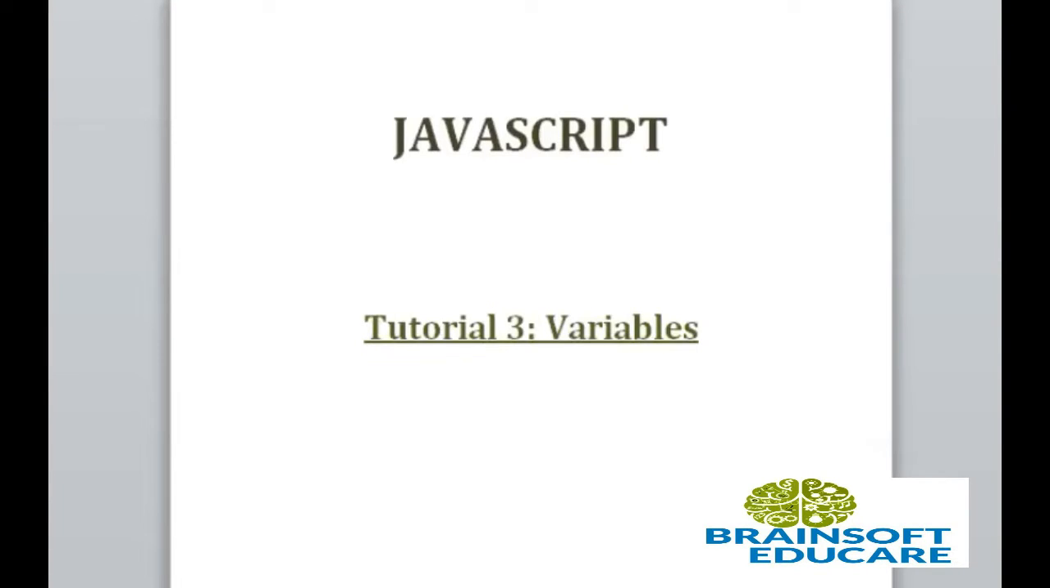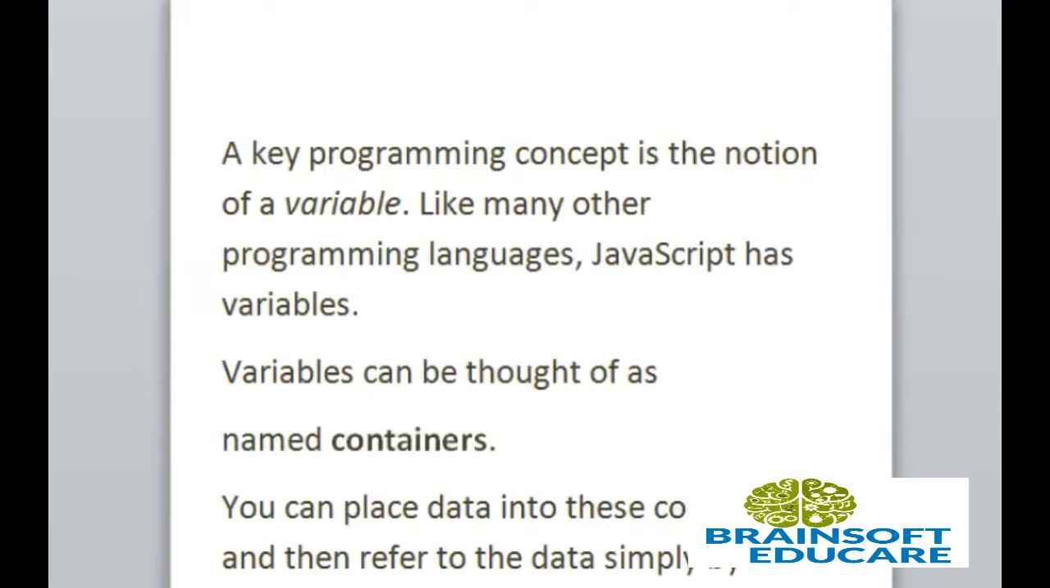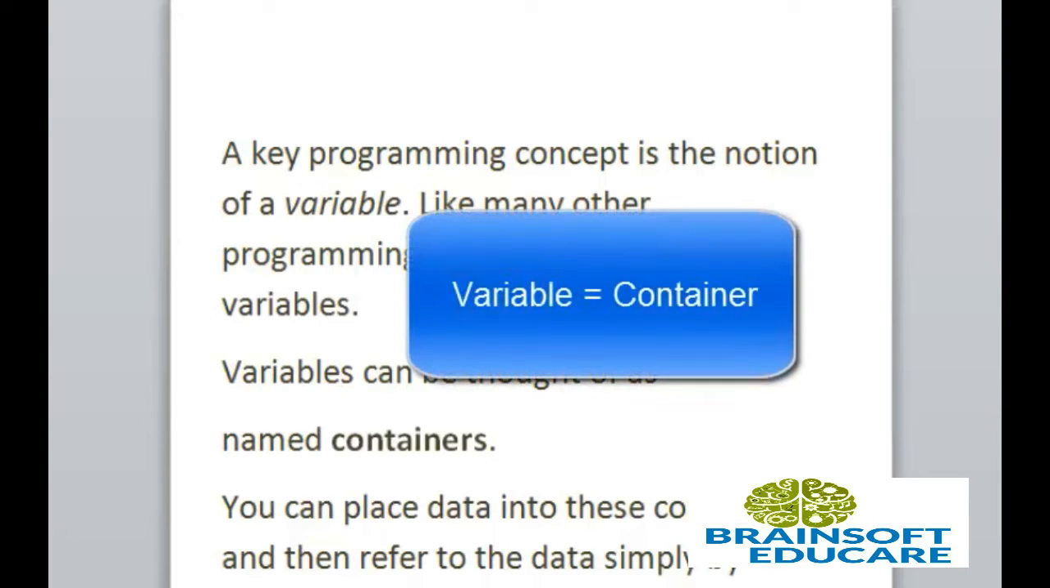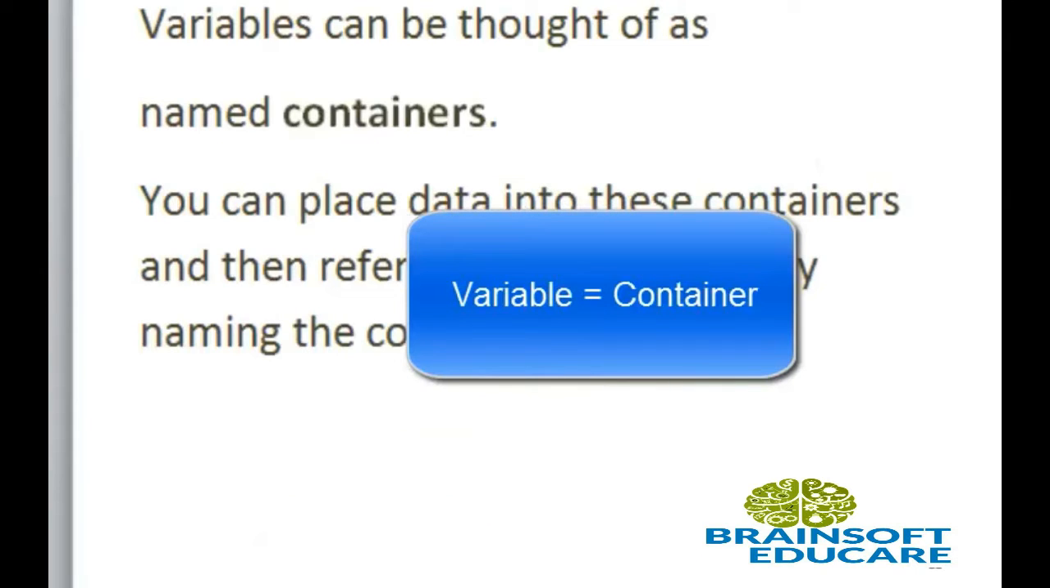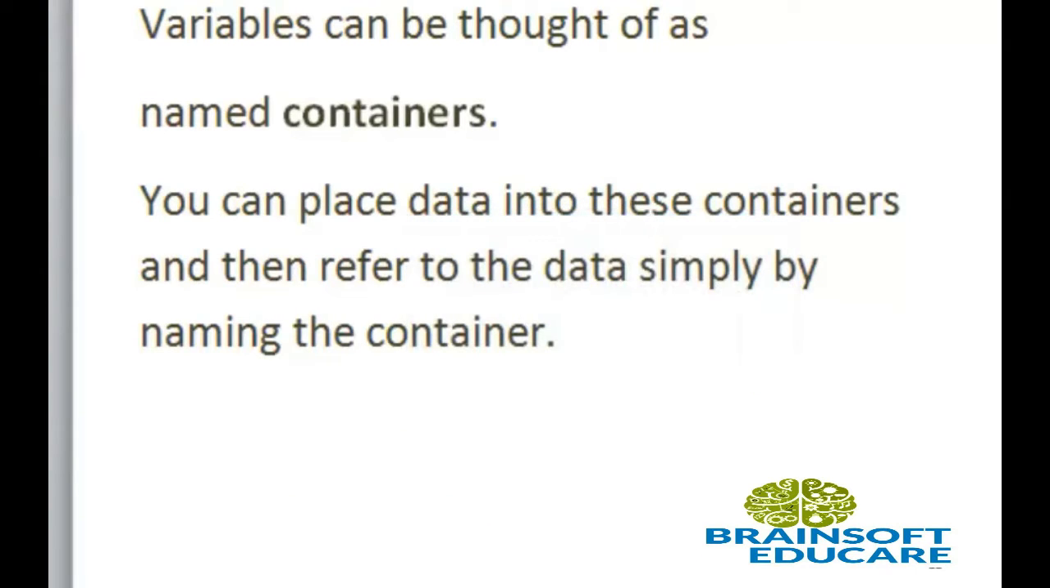In this tutorial, we are going to study about the variables. A key programming concept is the notion of a variable. Like many other programming languages, JavaScript has variables. Variables can be thought of as named containers. You can place data into these containers and then refer to that data simply by naming the container.